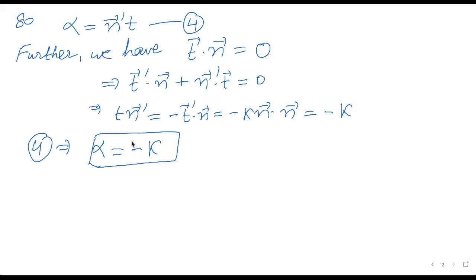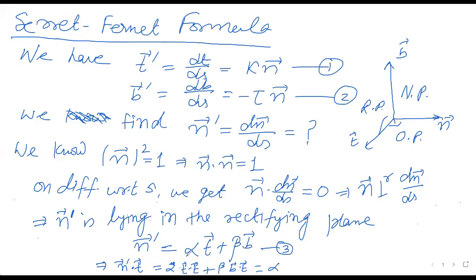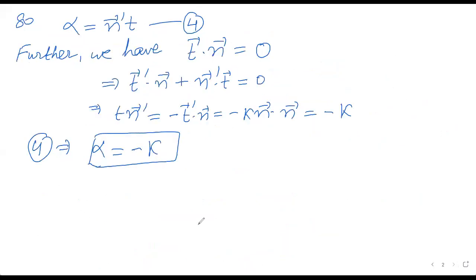Same thing I can do for beta. Now what I will do? Therefore, again taking the dot product of 3 with vector b. b से लेंगे देखो. So now again, 3 आपके पास क्वेश्चन क्या थी? 3 was n dash is equal to alpha t plus beta b.